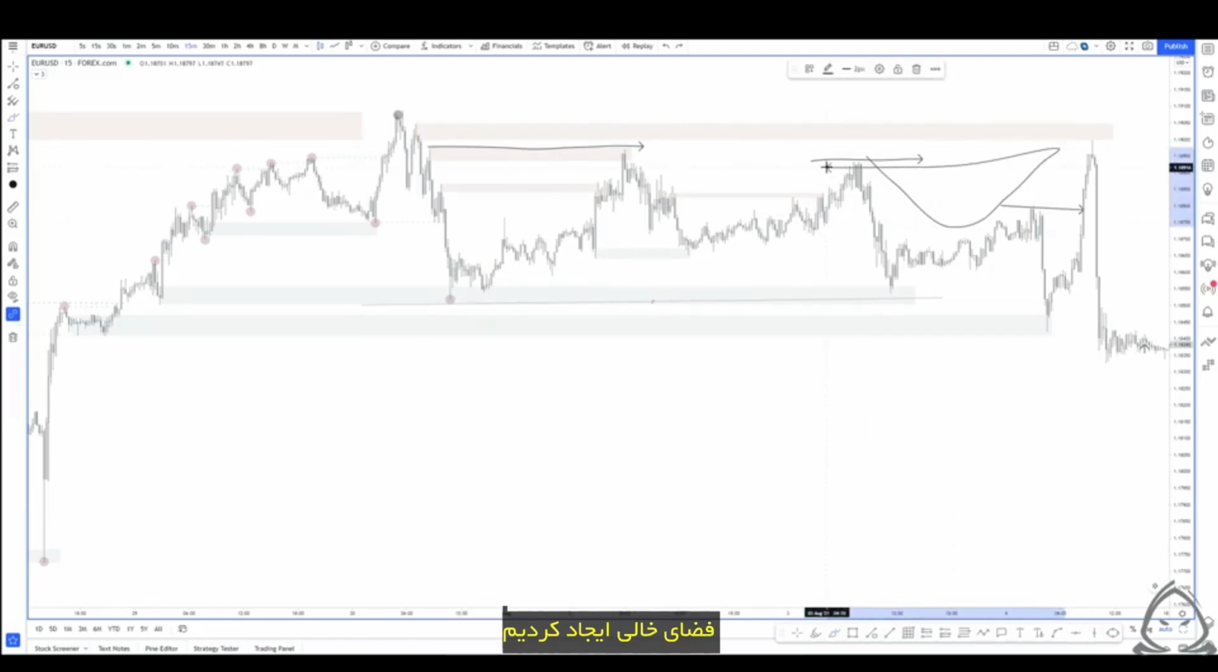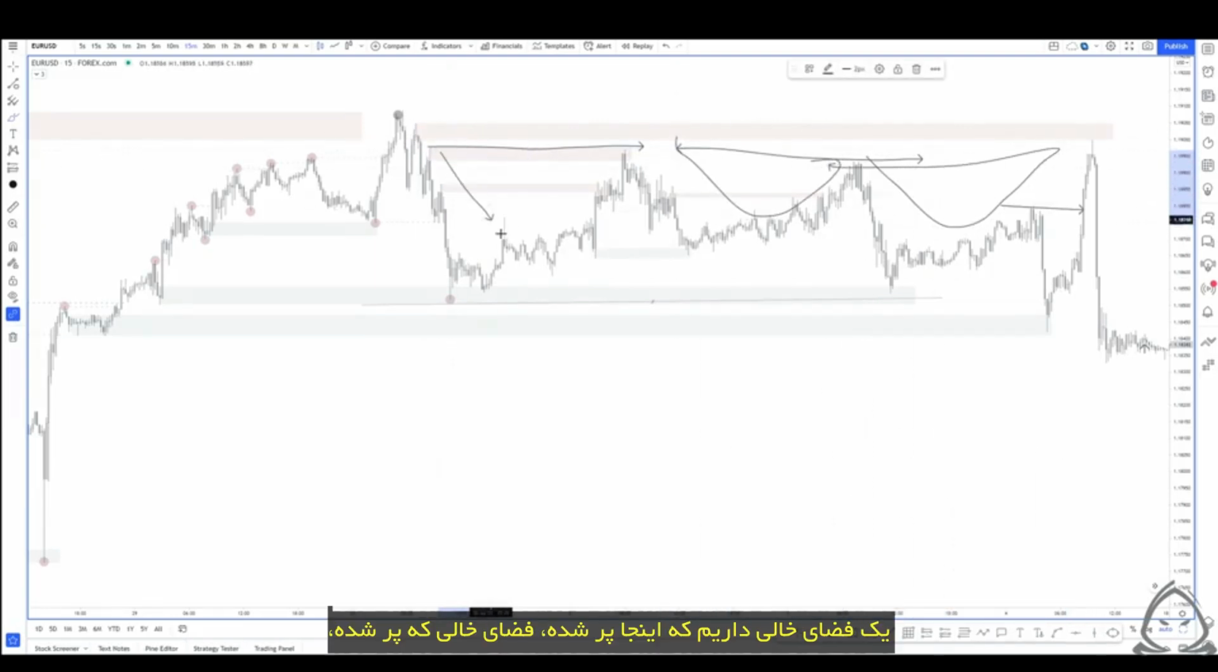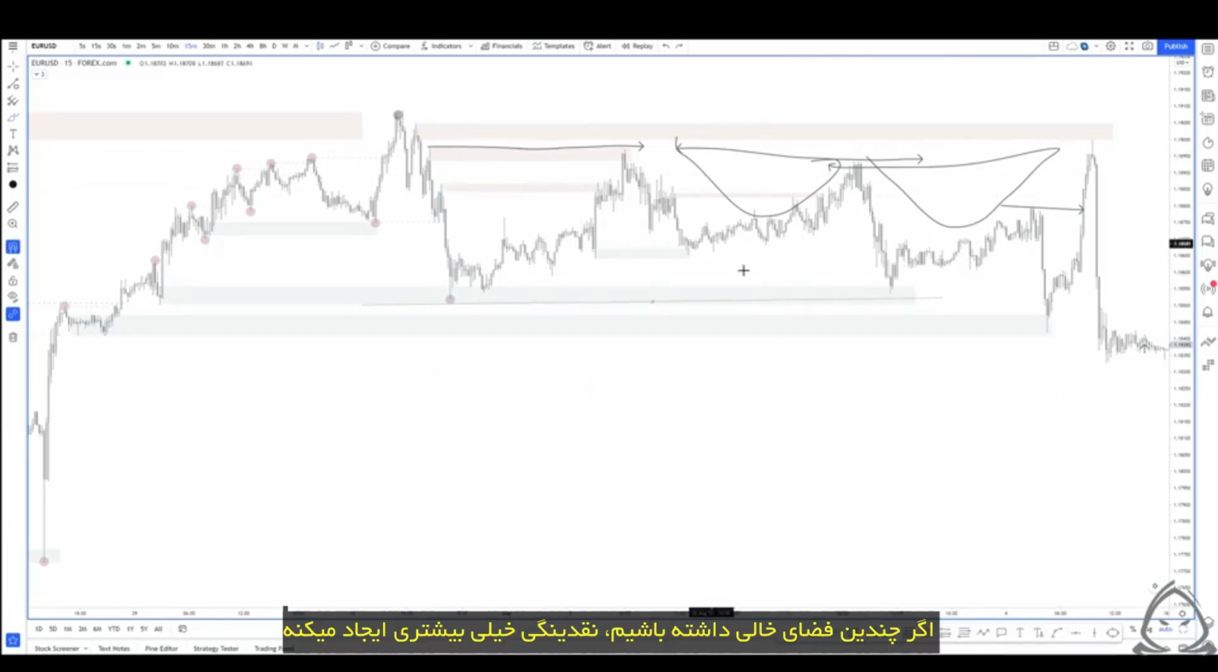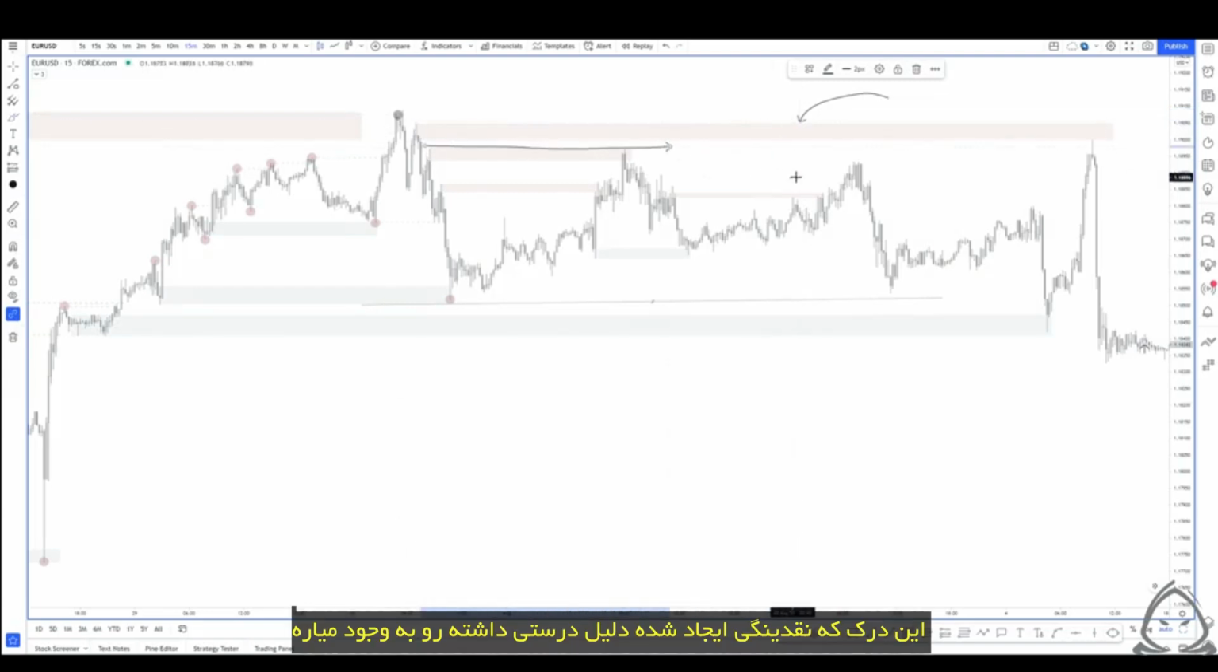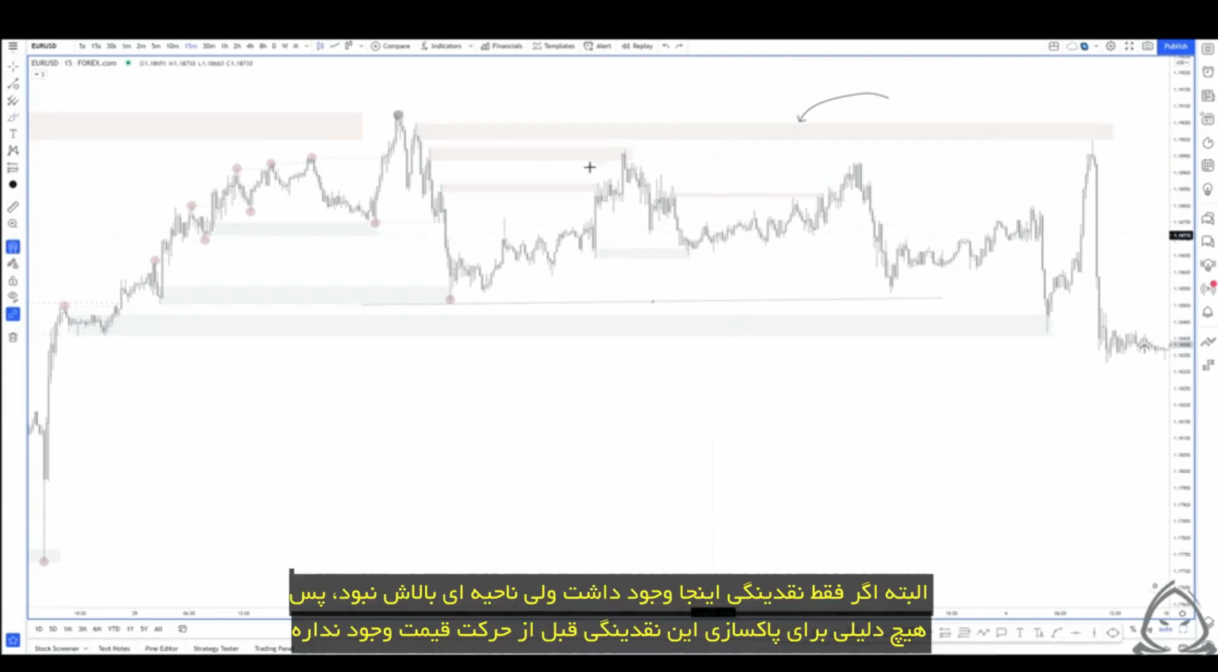We've created a liquidity void. We have a liquidity void that filled here, liquidity void that filled. But what does this end up doing if we have multiple liquidity voids? It creates a lot more liquidity. The fact that we have this supply zone creates the understanding that this liquidity that's created is actually relevant. Now, of course, if we just had a bunch of liquidity resting, but nothing up here, then there would be no real discernible reason that this liquidity needs to be taken before any real move happens.